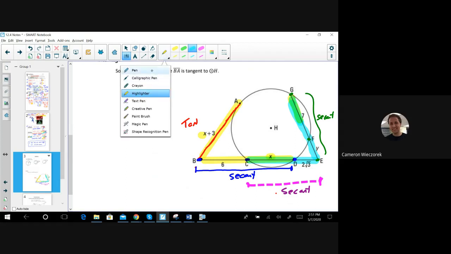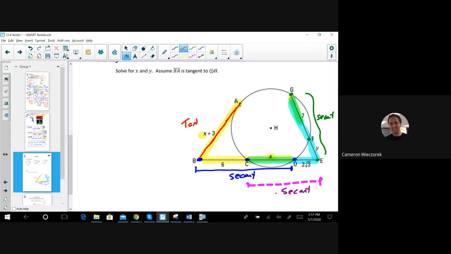Okay, so I'm just going to start with the left side of the diagram first. What I'm going to focus on is the tangent that I labeled from A to B, and the secant that I labeled from B to D. So just the two segments in red. Part 1 deals with a tangent and a secant, so I'm going to use the tangent secant power theorem for this one.